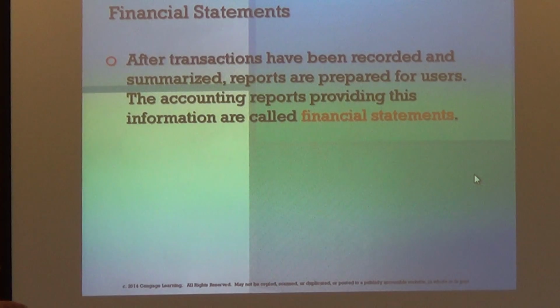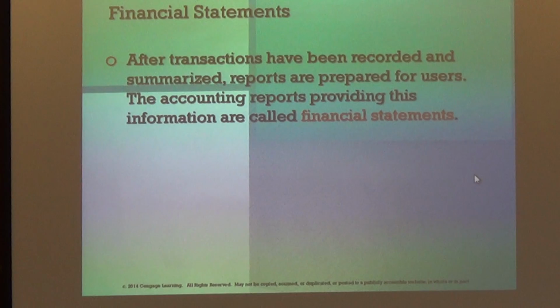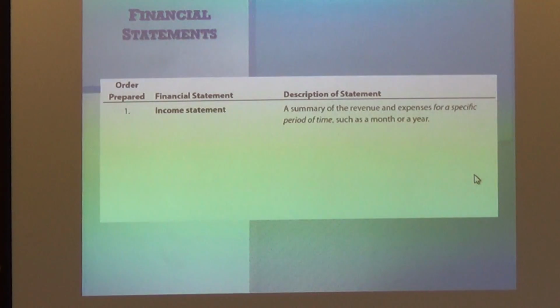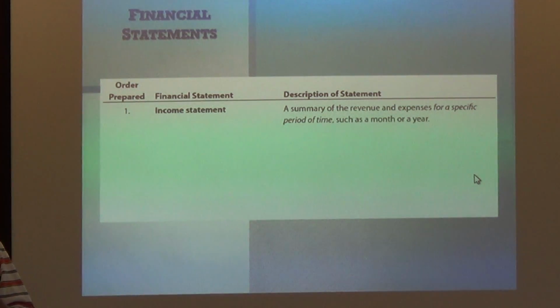All right, so the financial statements: after transactions have been recorded and summarized, reports are prepared for users. These are called financial statements. We are going to discuss 4 different financial statements. The first one is that income statement I just taught you a little bit about. So that's those revenues and expenses. The income statement should be the easiest one you do. We will actually do a little exercise looking at an income statement on Wednesday.